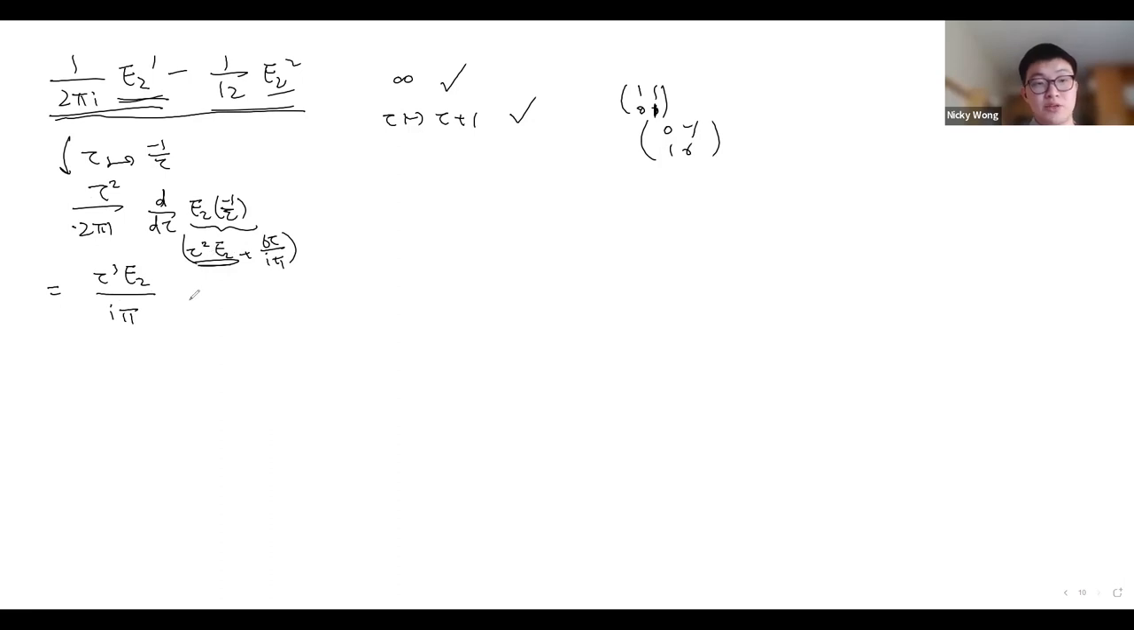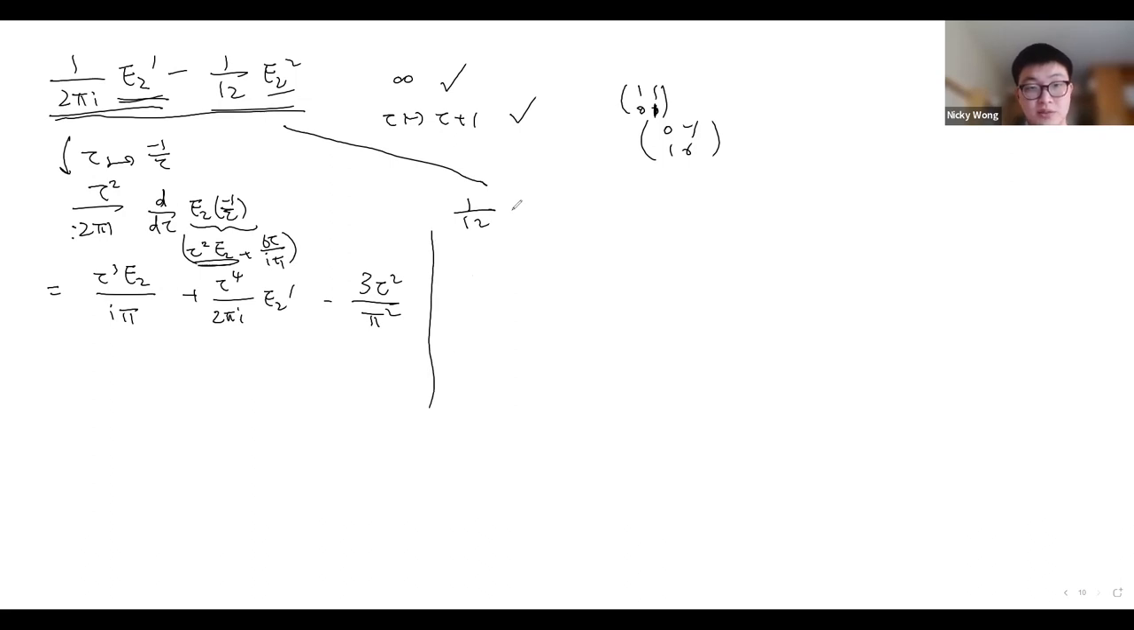The second term is tau squared E2 prime. So that's tau to the four with the tau squared here, 2 pi I E2 prime. The last term is six divided by I pi because derivative with respect to tau. So that's six and the two here cancels out. So we get three. That's the tau squared, but we get I pi all squared. So that's minus pi squared. What about this term here? I'm going to do the minus later on. So that's 12 of tau squared E2 plus six tau over pi squared.